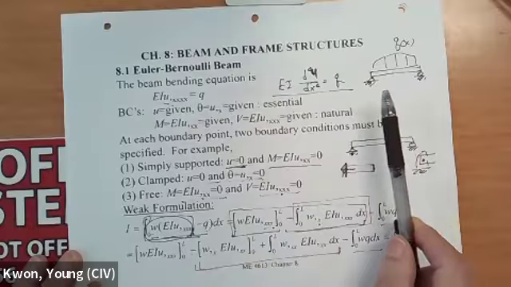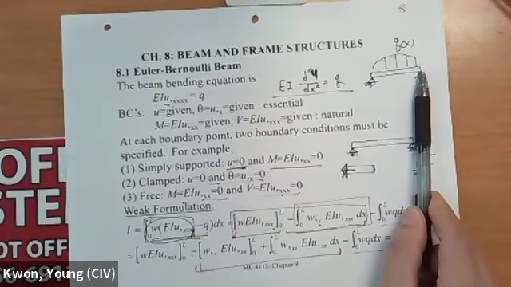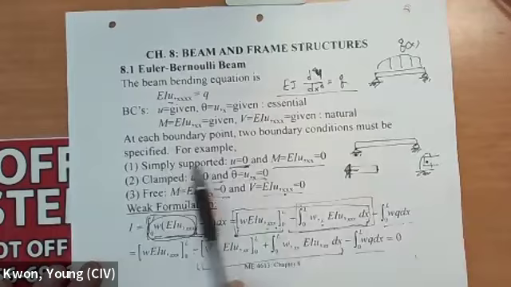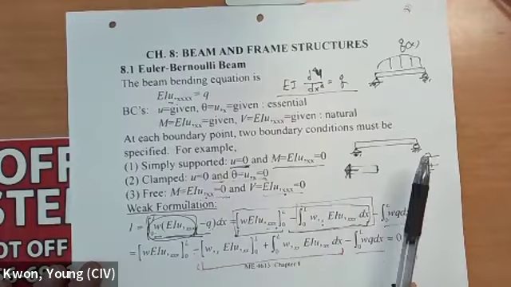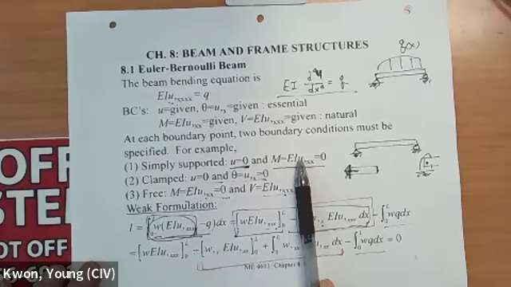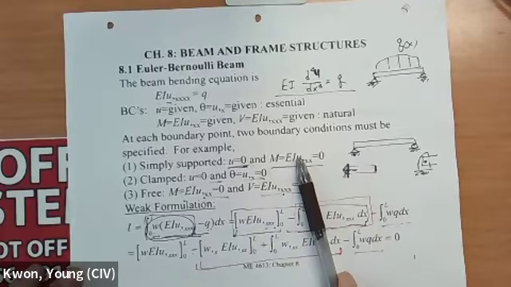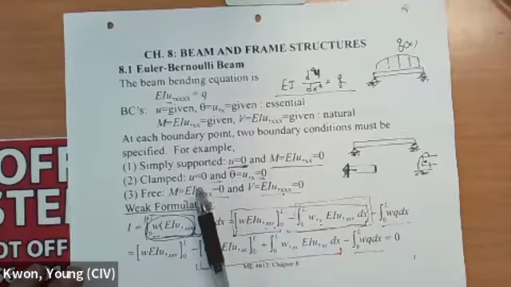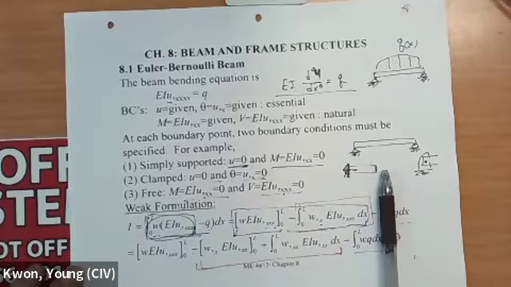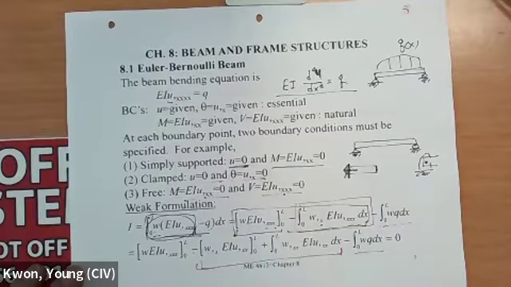Usually, on the left side you have two boundary conditions, and on the right side you have two boundary conditions. For example, a simple support, either left or right, doesn't matter. At the simple support, the deflection is zero and the moment is zero. Why is the moment zero? Because it is free to rotate with the pin joint. When you have a clamp, the displacement is zero and the slope is zero. And when you have a free end, nothing applied, the moment is zero and the shear force is zero. Those are the typical boundary conditions we are going to deal with.